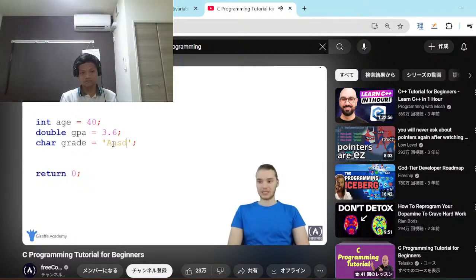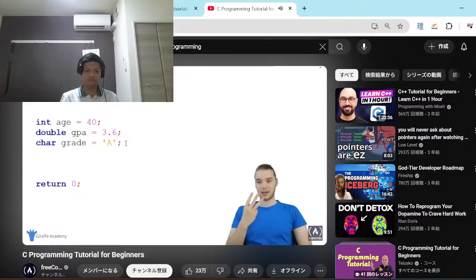So I couldn't put like a whole bunch of characters over here. That's actually going to throw an error. All we can do is store one single character. But these three are the basic data types in C. So these are the basic types of information that we can deal with in our C programs. And just using these three data types, we can represent all sorts of information.